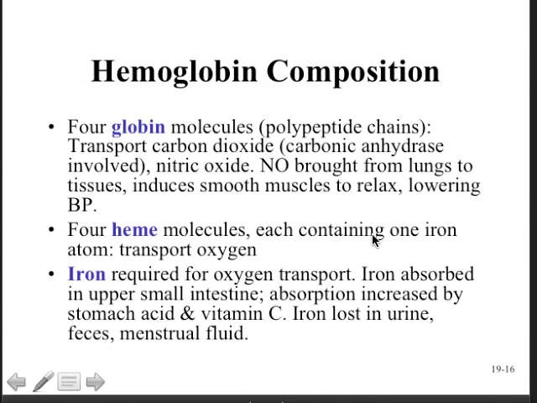Iron is critical for oxygen transport. It's absorbed in the upper small intestine. The absorption is increased by stomach acid and vitamin C. It's lost in the urine, in the feces, and in the menstrual fluid. So we need iron in our diet. Without it, we wouldn't be able to carry oxygen around the body. Other roles for iron include the electron transport chain, where it's vital in generating massive amounts of ATP in the mitochondria as a cofactor in that system of membrane-bound enzymes.